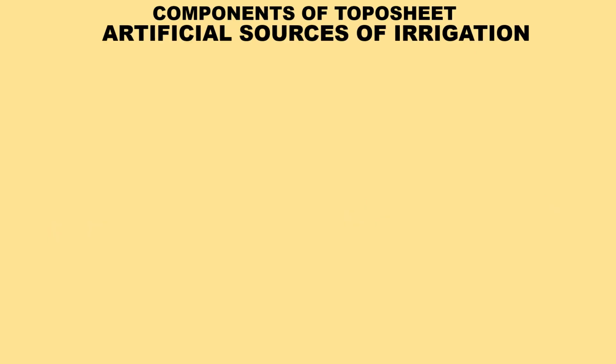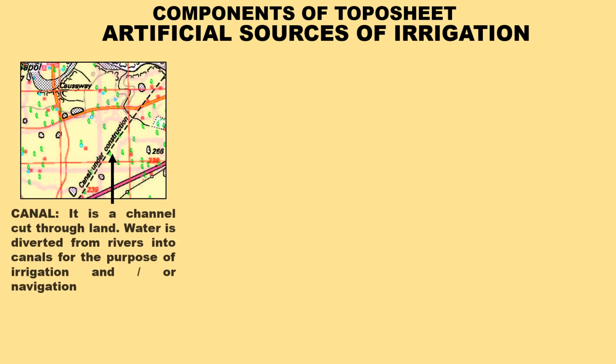Next, on the components of topo sheet, we get to study artificial sources of irrigation. The first one being canal. Now, canal irrigation is a major practice in northern India, which we get to study in the chapter of water resources as well. So, it is a channel cut through land. Water is diverted from rivers into canals for the purpose of irrigation and navigation.